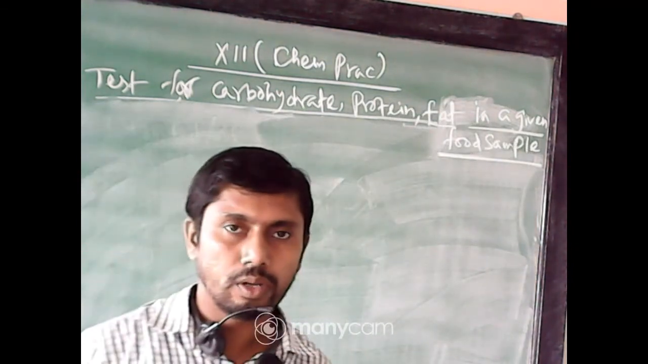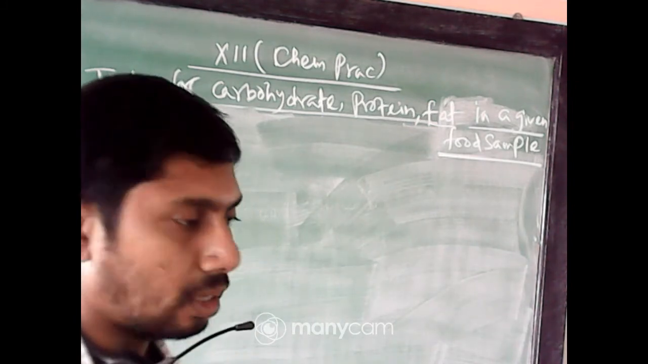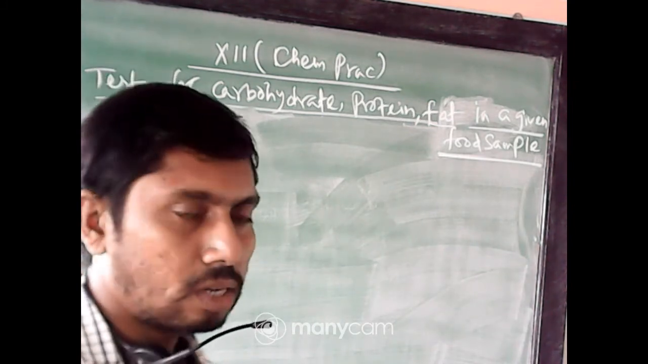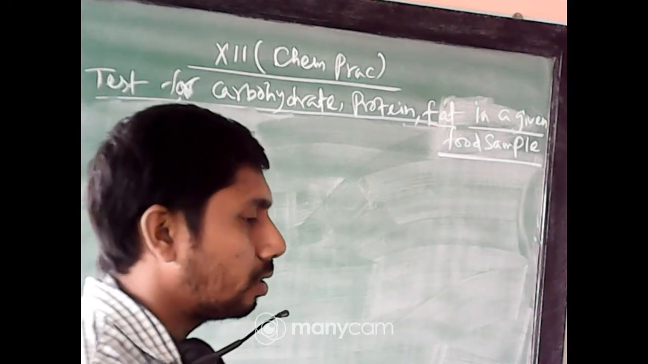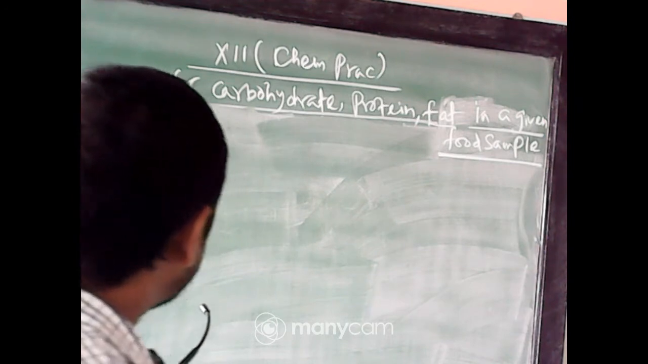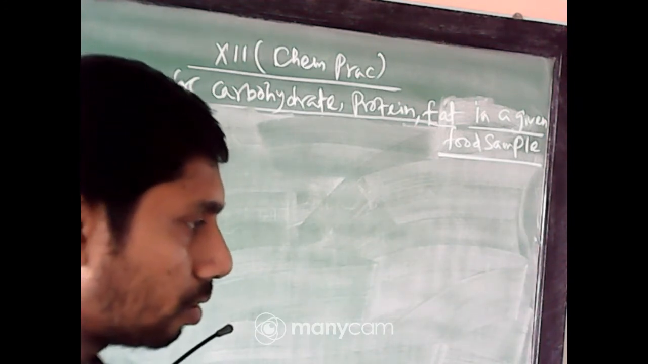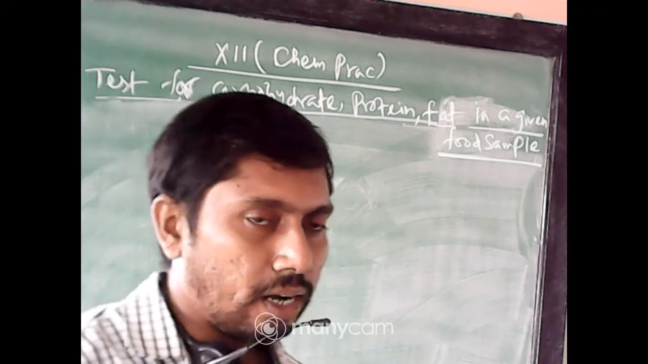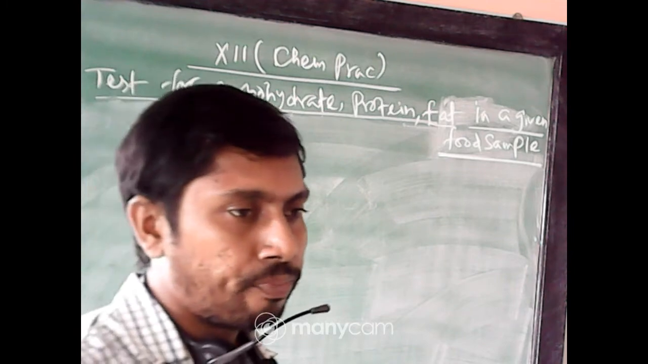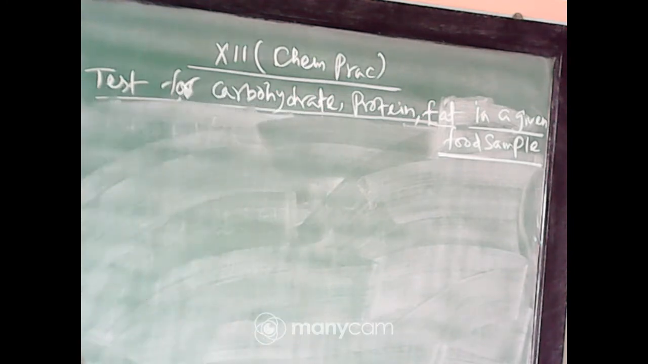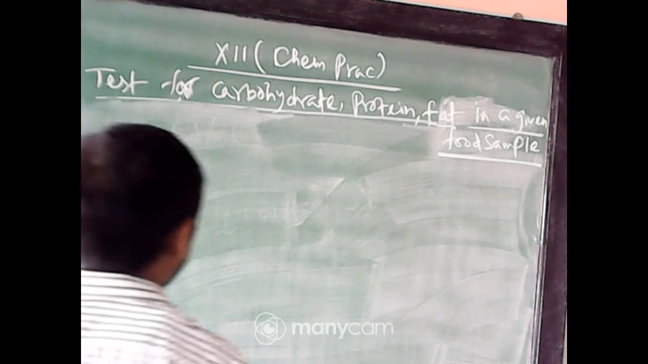Today we are here to discuss a new practical you have in your term 1. This time the title, as you can see, is: test for carbohydrate, protein or fat in a given food sample. This is the title and you have to write it for term 1. You have to perform it for the 2 marks in your term 1 examination.